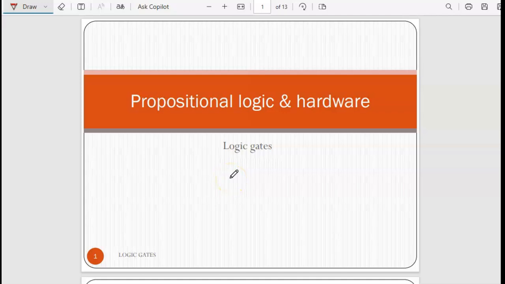Hello everyone. This is the third part of the same series. We are doing propositional logic and hardware. We are already done with the propositional statement and the logical statement. In the second part, we covered the questions related to the algebraic method and the truth table method to solve the logical statement. In this part, we are going to cover the logical gates.